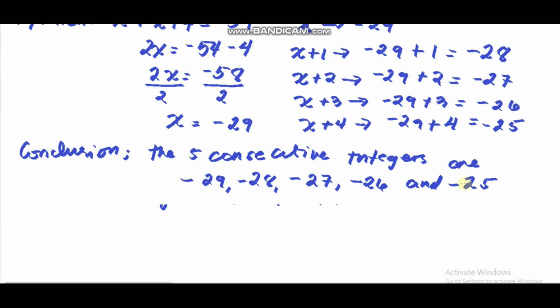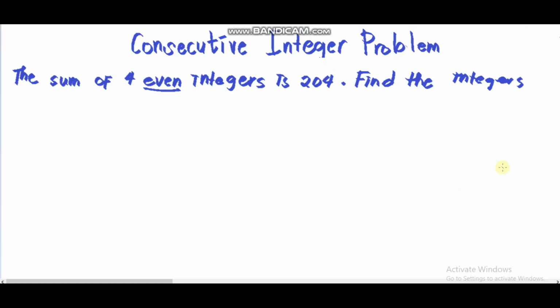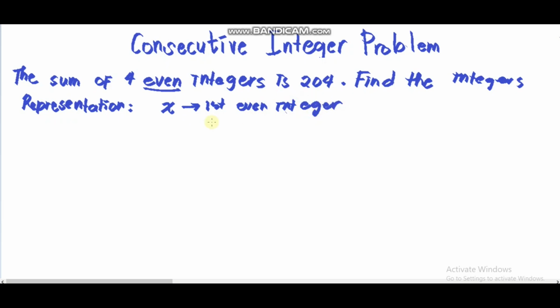So let's have our third example. The sum of 4 even integers is 204. Find the integers. So let's have our representation. For the representation, even integers: if x is your first even integer, what is our second? Okay, that's correct. X plus 2. So if it's 10 plus 2, that is 12. So that is a consecutive even integer.